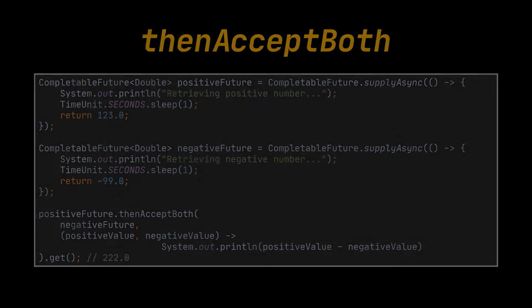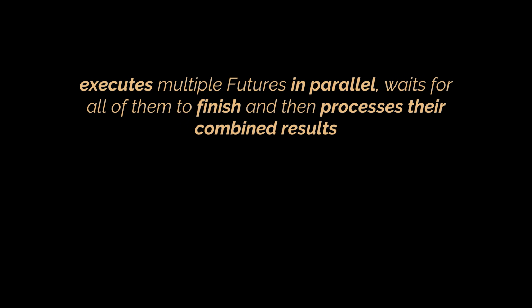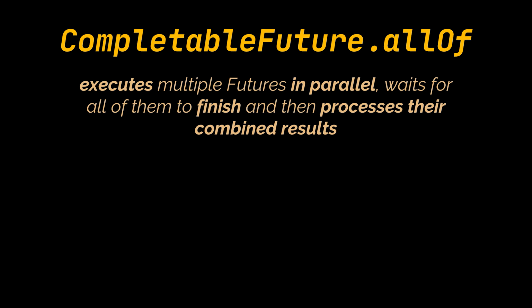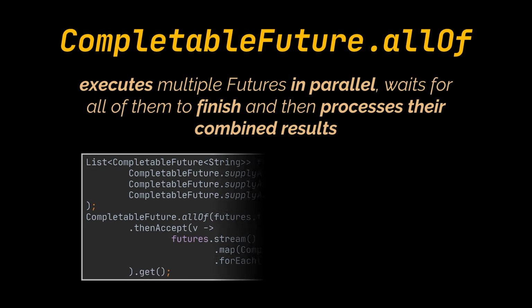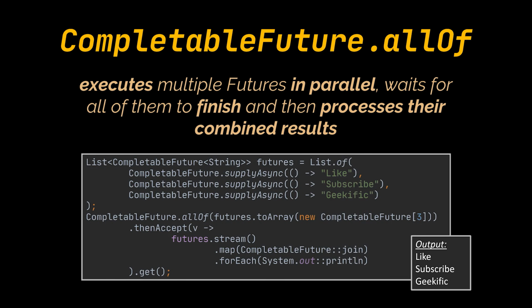Now, if we want to execute multiple futures in parallel, wait for all of them to execute and then process their combined results, then the CompletableFuture.allOf static method does the job. The limitation of this method is that it does not return the combined results of all futures. Instead, we have to manually retrieve the results from the futures. Fortunately, the CompletableFuture.join method and Java's Stream API make this operation very simple.